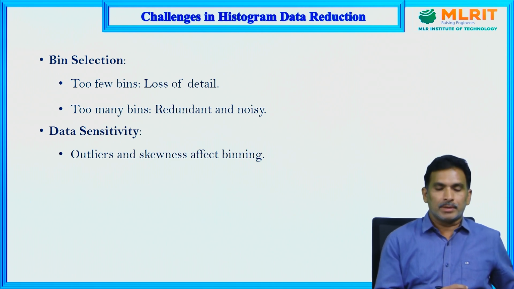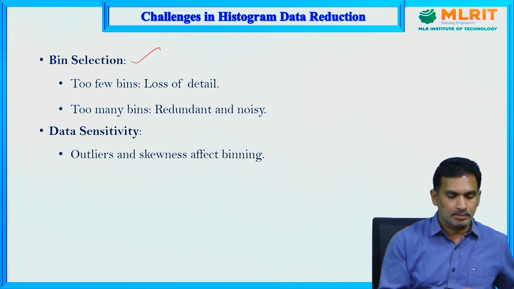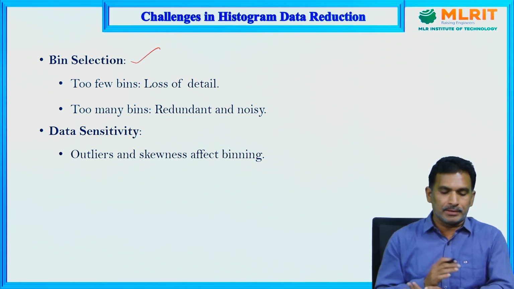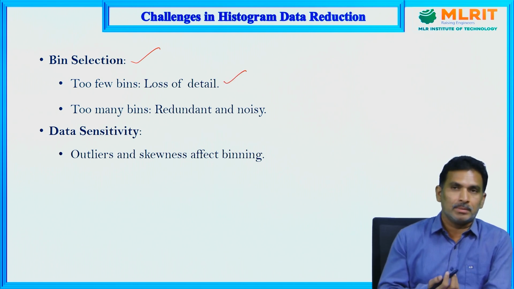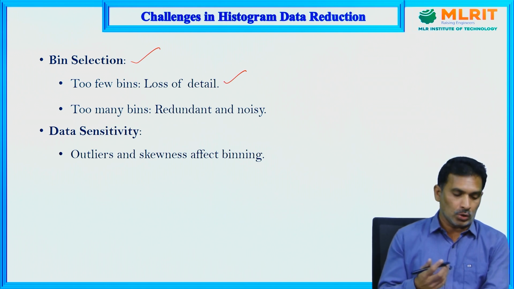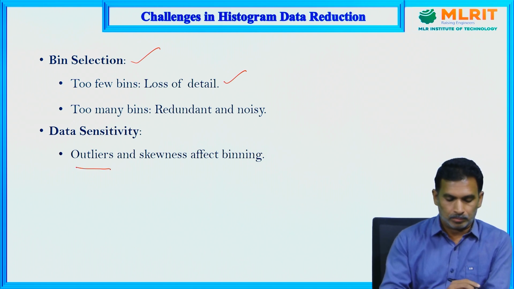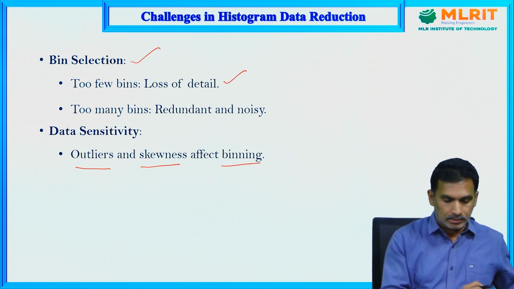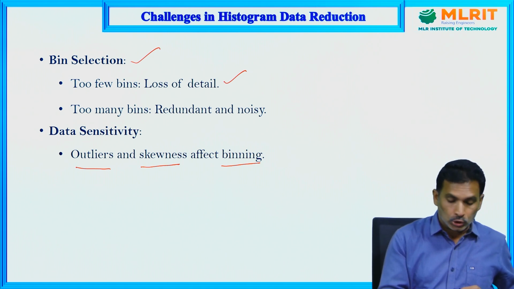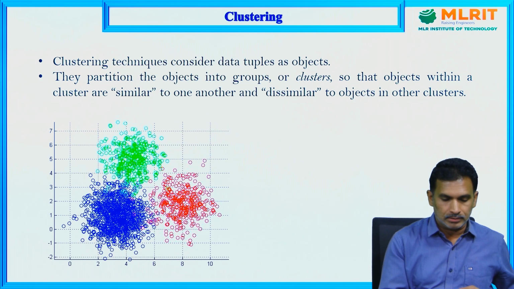So what are the main challenges in histogram data reduction? The first challenge is selecting the bins. If you select very few bins, then we would lose more details. And if you select too many bins, that would become redundant and more noisy. Another challenge is the data sensitivity due to outliers and skewness. These two affect the binning. That means if our data set has outliers or skewness, then that would affect the binning. So these are the two main challenges in histograms.